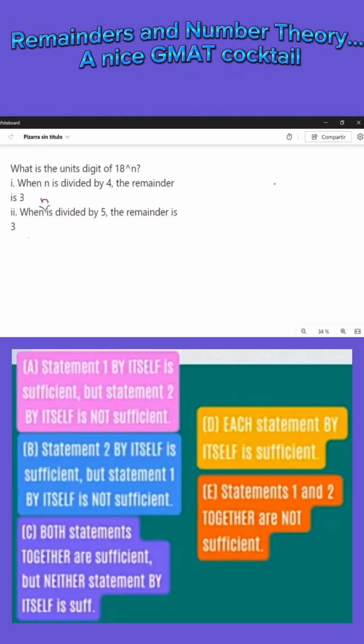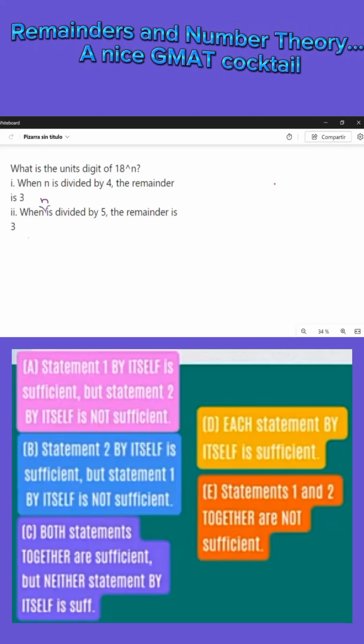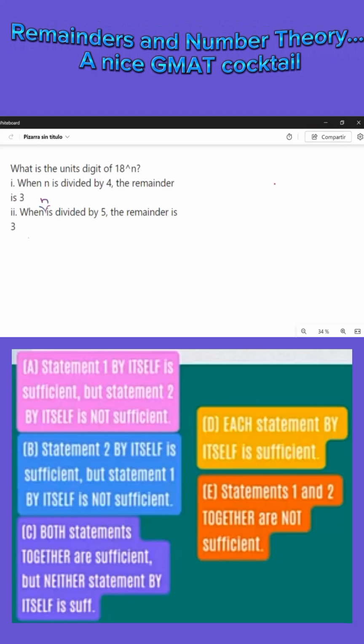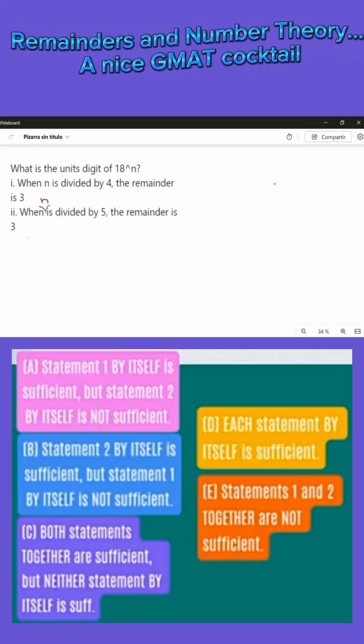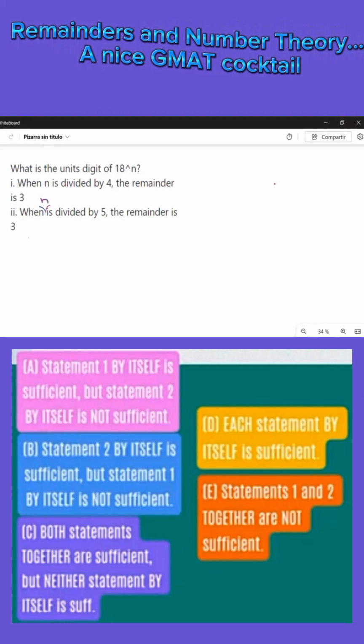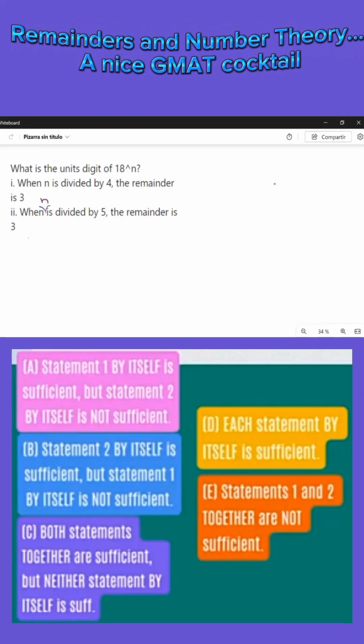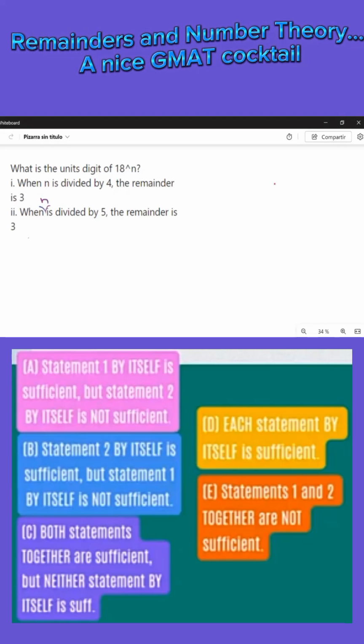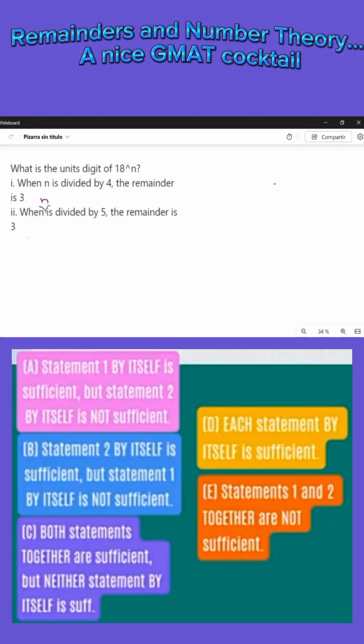Let's read the question. It says, what is the units digit of 18 raised to the nth power, or simply 18^n? Statement 1 says, when n is divided by 4, the remainder is 3. Statement 2 says, when n is divided by 5, the remainder is 3.